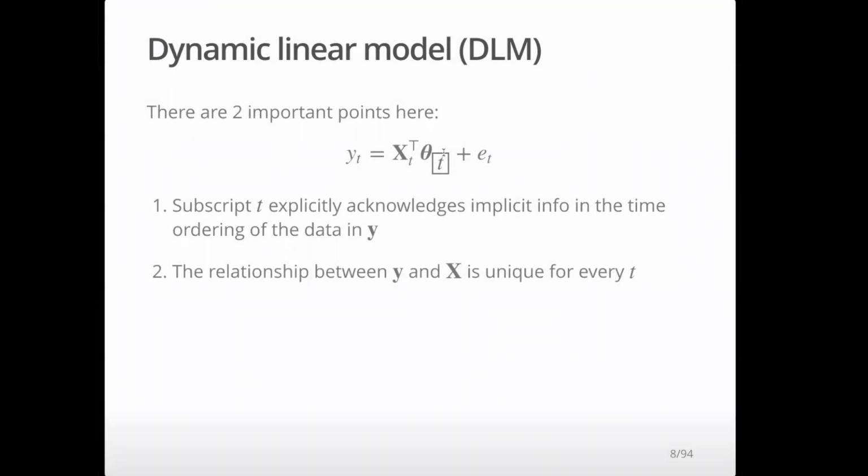Okay, the second point is that the relationship between the observation and the predictors, or this could even just be an intercept, is going to be unique for every time step. So we're going to subscript the parameters here with a t. That means just as the data or the predictors change at every time step, the parameters change at every time step.